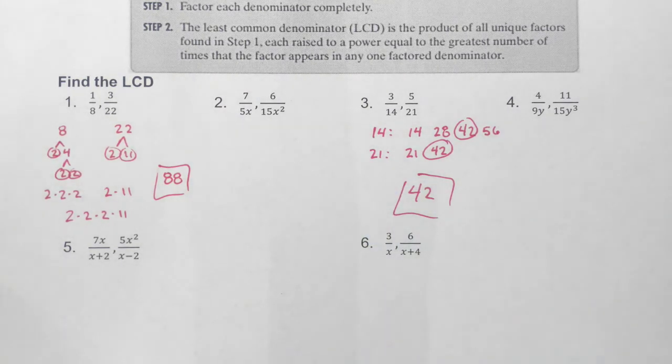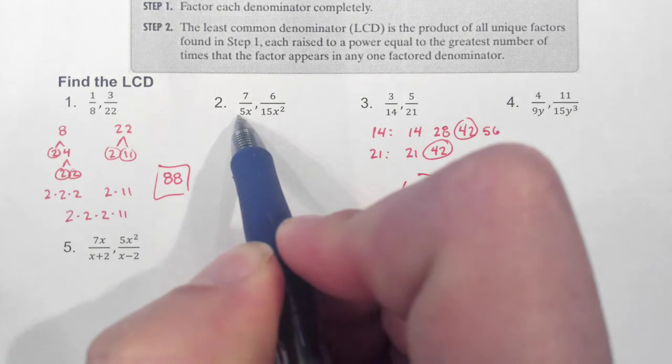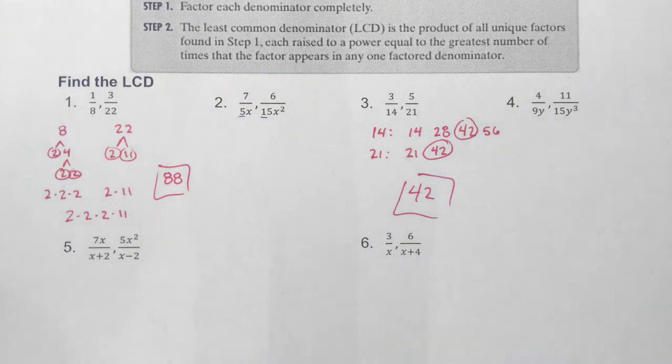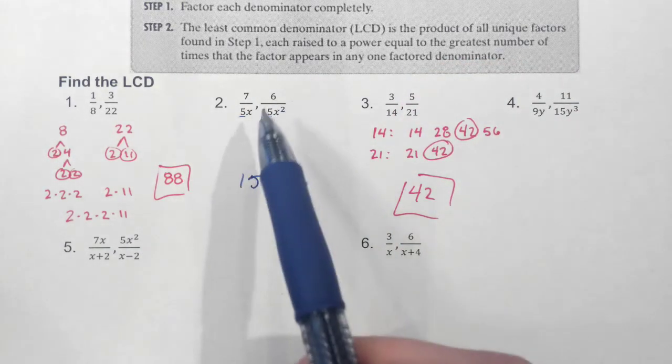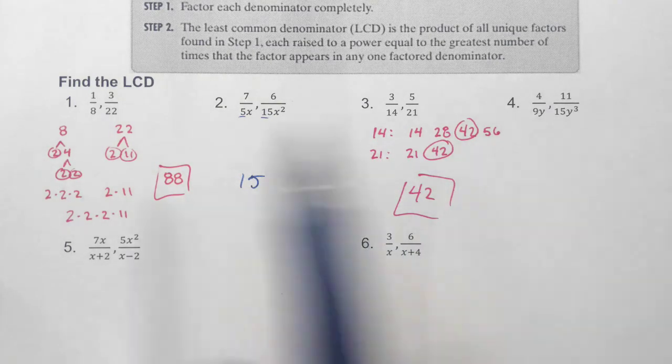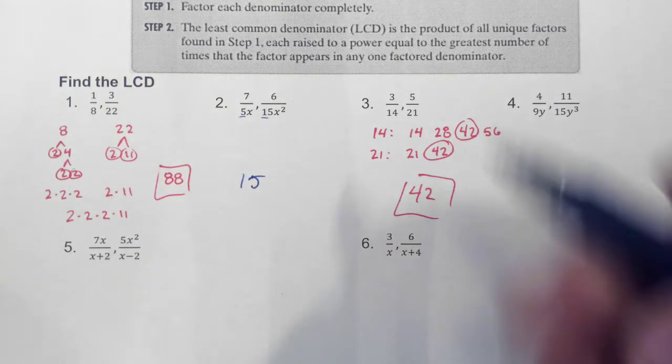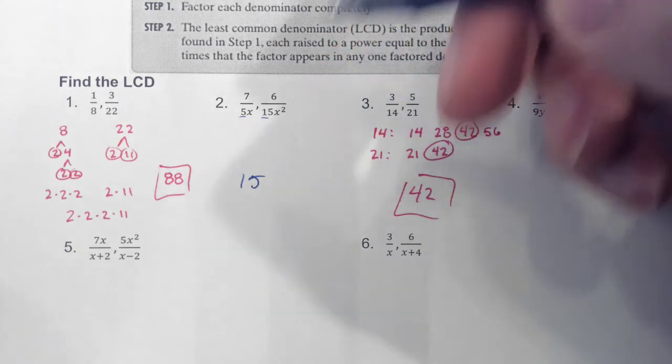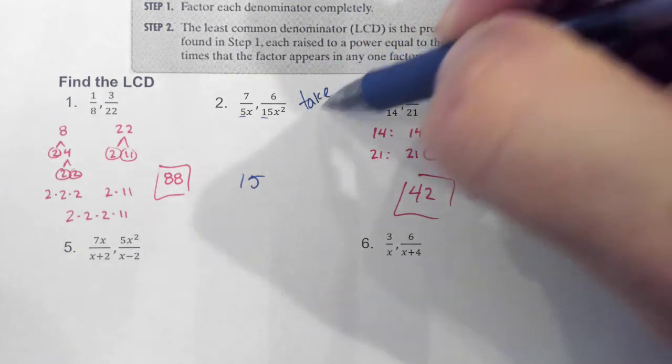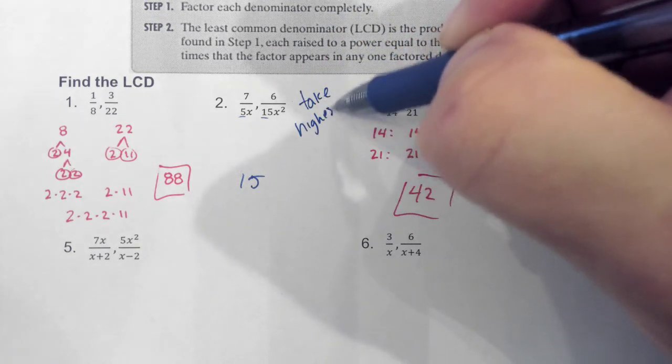So you do it piece by piece. You look at the coefficients, 5 and 15. And that's pretty obvious. What's the common denominator between 5 and 15? Well, 15, right? Because 5 times 3 is 15. I can get it to match just by multiplying that one by 3. And then for variables, you just take the highest exponent for variables.